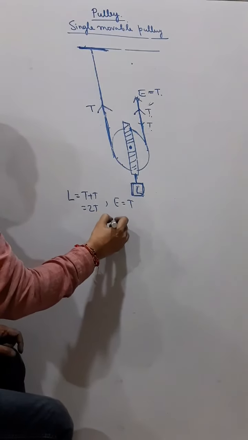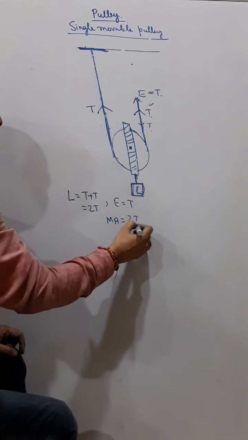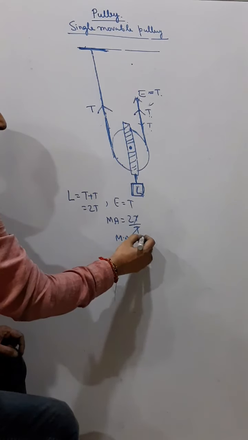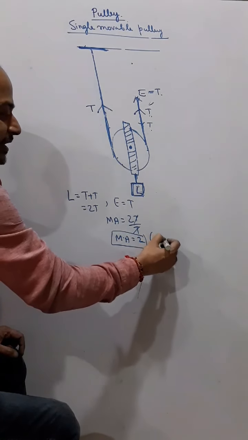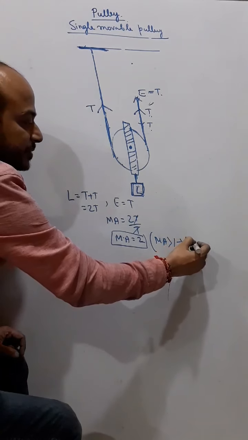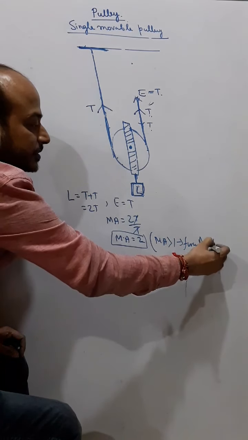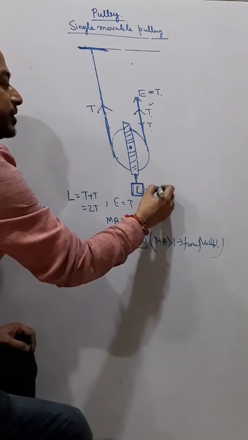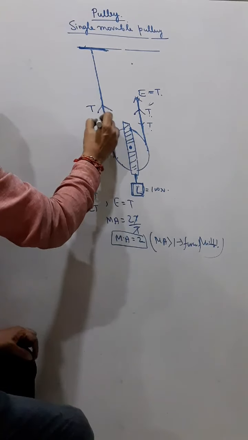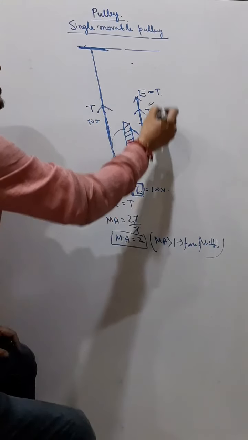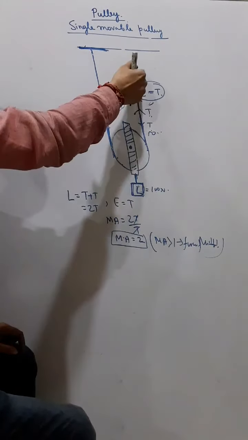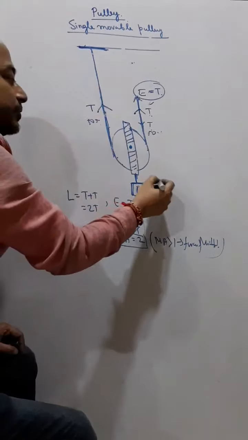So finally we can say that mechanical advantage is equal to load by effort, and we are getting mechanical advantage equal to 2. Mechanical advantage greater than 1 means it will be a force multiplier. And just now I told you that if the total weight of the load is 100 Newton, it gets divided into 50 and 50. So the person who is lifting will need an effort of only 50 Newton to lift a load of 100 Newton. That means it is acting as a force multiplier. Understand?